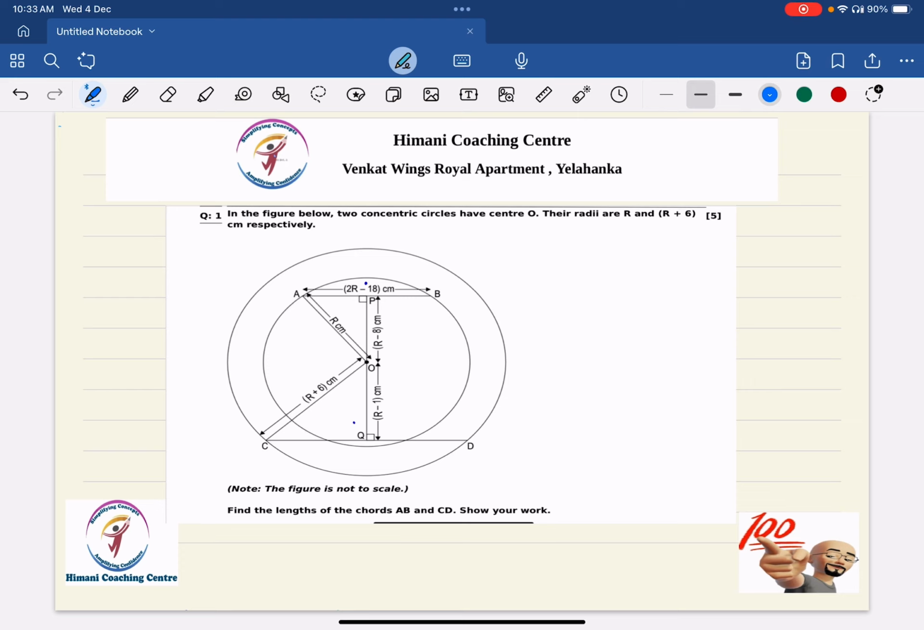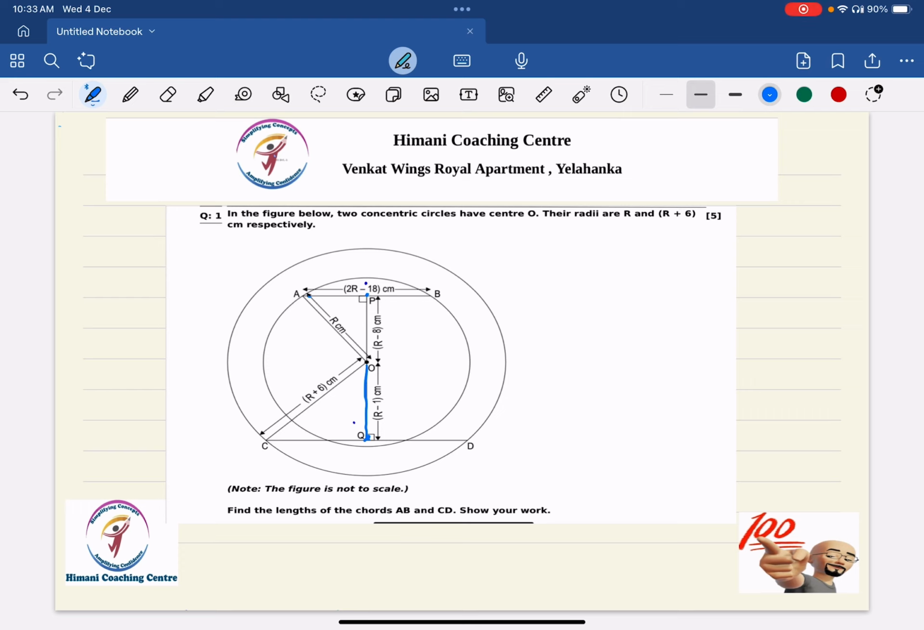Now, if you look at the figure, we are given a circle and OP is perpendicular to AB and OQ is perpendicular to CD. Just watch here. OP is perpendicular to AB and OQ, which is from O to Q, is perpendicular to CD. Now remember, in class ninth, you would have learned this theorem that the perpendicular from the center of a circle to a chord bisects the chord. That is something which we are going to apply here.